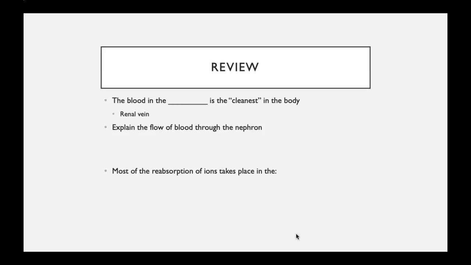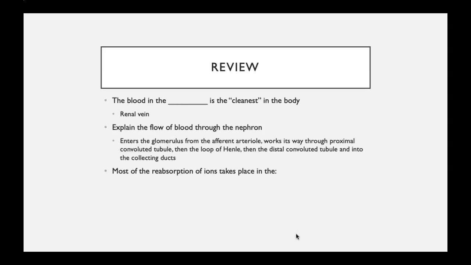And just remember that at this point, the blood is connecting with the nephron to filter out all of those substrates and those waste products. And then, of course, as it's making its way through the convoluted tubules, it's becoming urine, and the clean blood is making its way back into the renal vein. Most of the reabsorption of ions takes place in the proximal convoluted tubule.